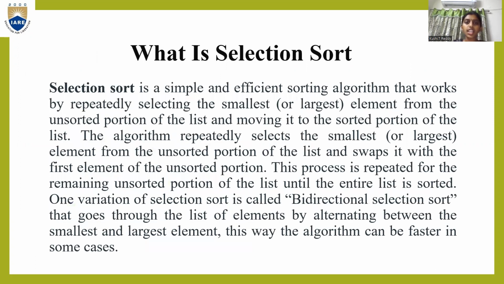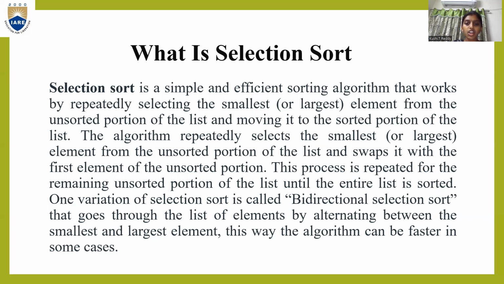So let us know what selection sort is. Selection sort is a simple and efficient sorting algorithm that works by repeatedly selecting the smallest element from the unsorted portion of the list and moving it to the sorted portion of the list. The algorithm repeatedly selects the smallest element from the unsorted portion and swaps it with the first element of the unsorted portion. This process is repeated for the remaining unsorted portion of the list until the entire list is sorted.